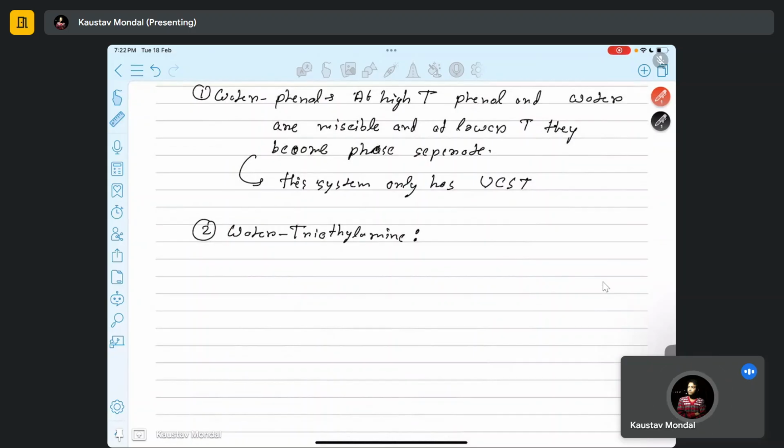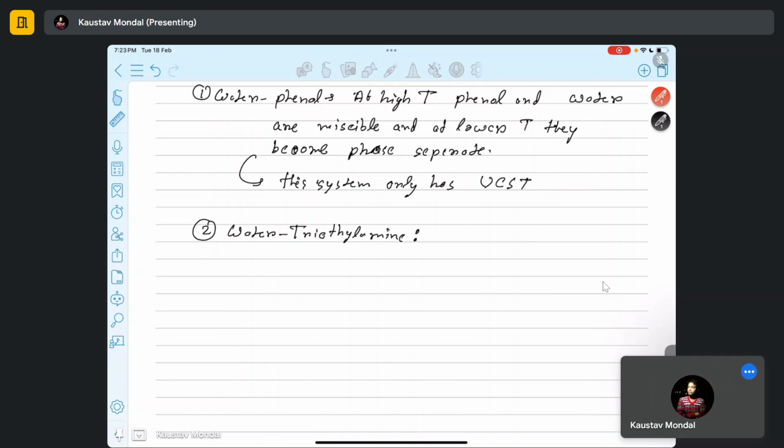So, water and triethylamine. In a water-triethylamine solution, at low temperature, water and triethylamine are miscible. But as you increase the temperature, they become partially miscible, and if you raise it more, it will eventually phase separate. So what does that mean? That means it only has a lower critical solution temperature, right? Only when you heat the system will it phase separate. So it only has a lower critical solution temperature.